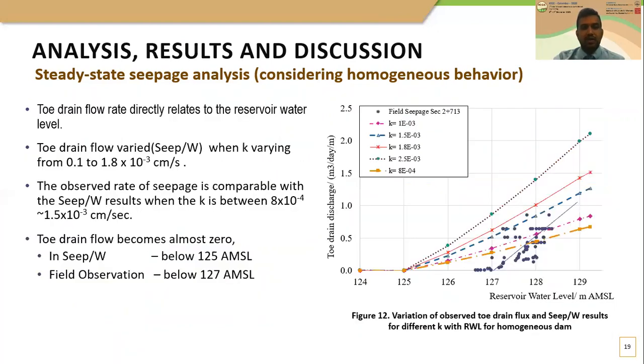Here the variation of Peradeniya flux observed from field and the CW results with respect to both reservoir water level and the K are shown. The Peradeniya flow rate directly relates to the reservoir water level. The observed flux and the CW results are comparable when the K is between 1.8 × 10^-4 and 1.5 × 10^-3 centimeters per second.